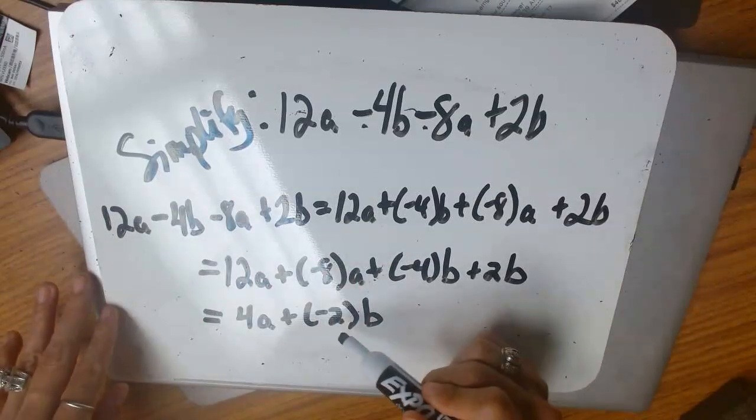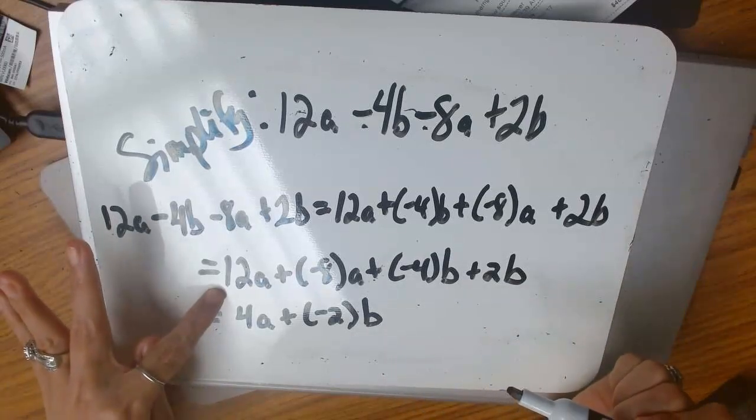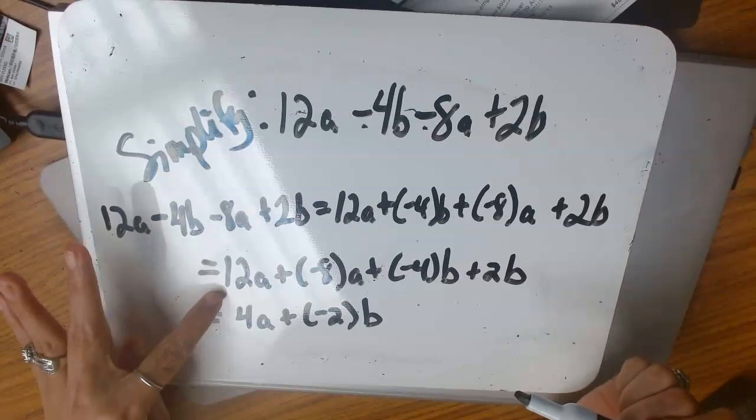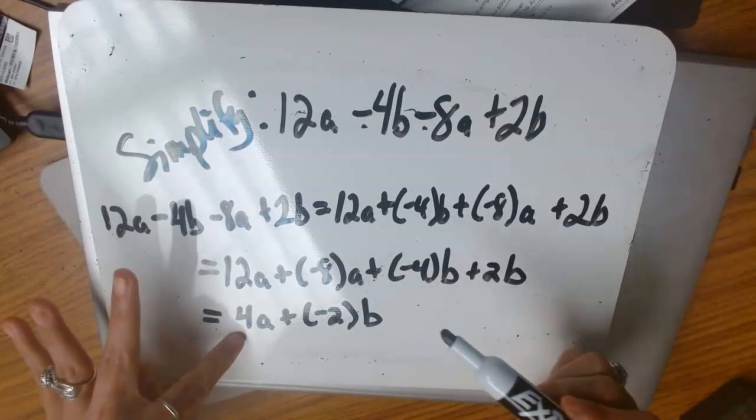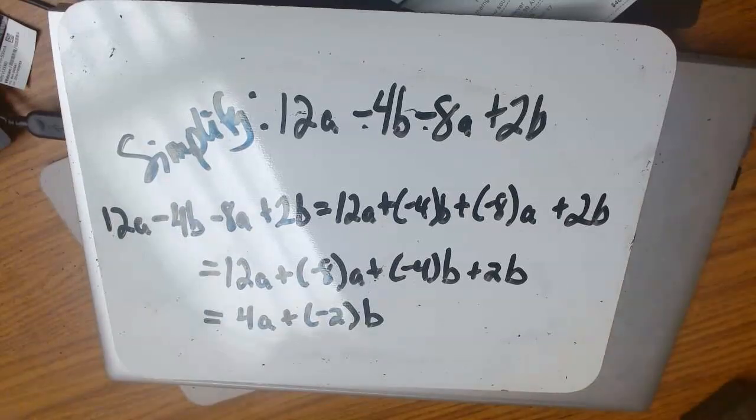So if we're going to subtract, it gives you a -2. And the reason why it's a -2 is because the larger number is a negative. This one was a positive, and it's the larger number of the two. So that's why this was a positive. So now we are left with 4a plus -2b.